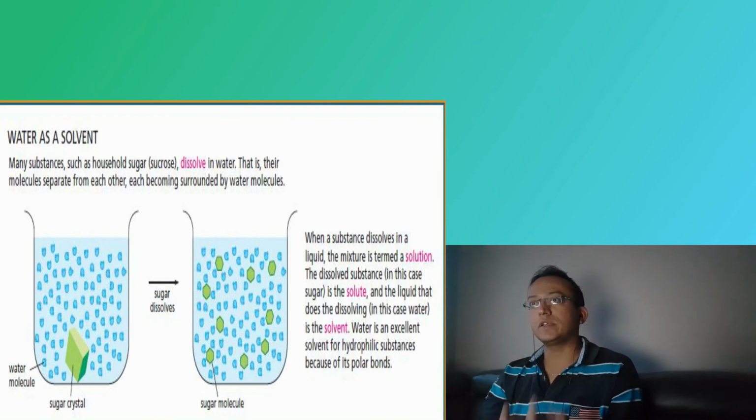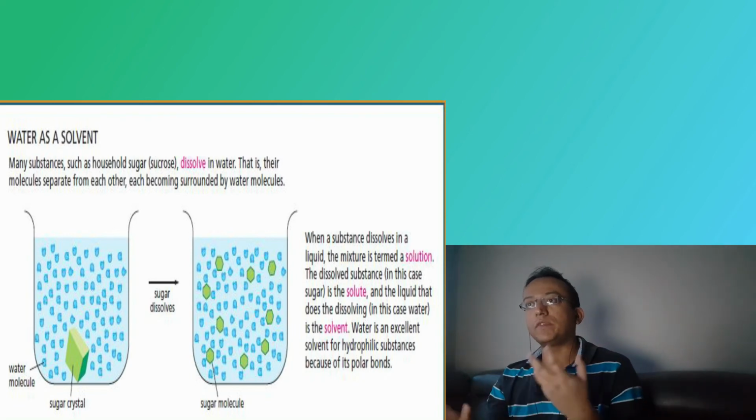You can see the water as a solvent. Many substances such as household sugar dissolve in water, so the molecules separate from each other, each becoming surrounded by water molecules. A substance dissolved in water makes a solution. The dissolved substance is the solute, and the liquid that does the dissolving is the solvent, in this case the water.